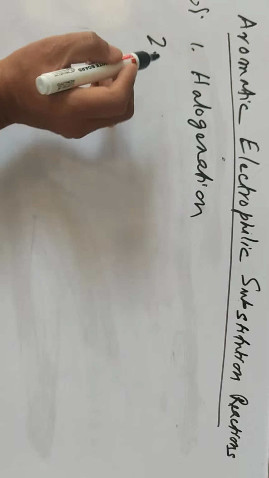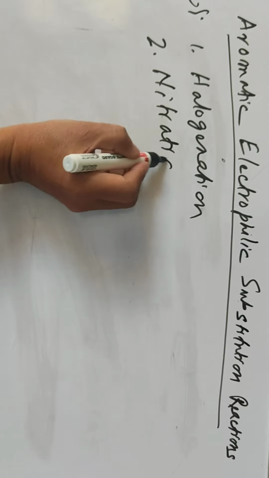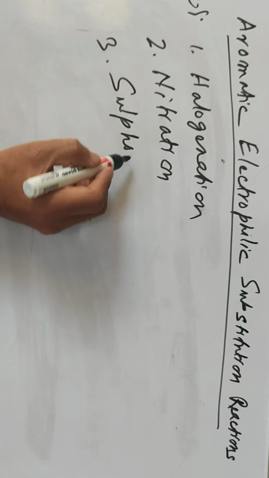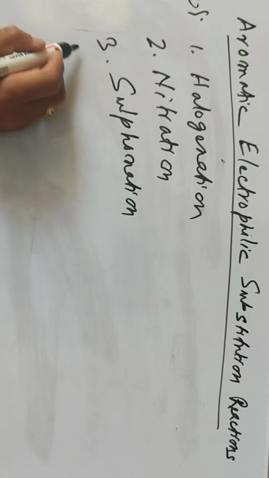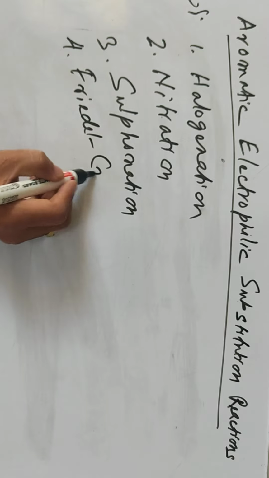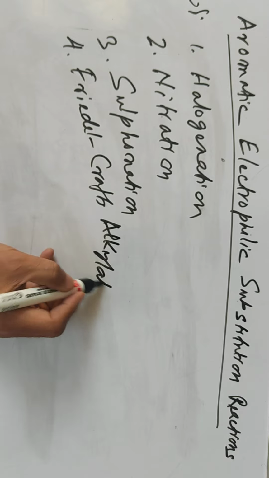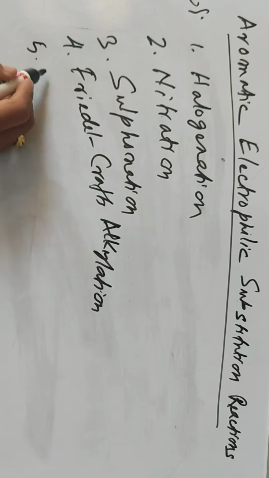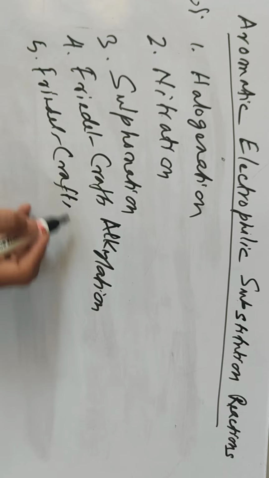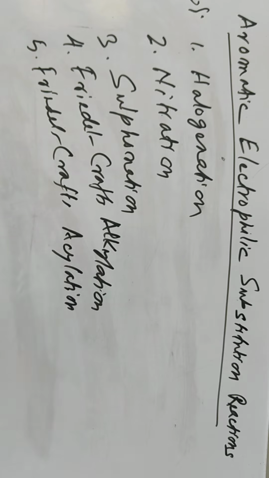Then the second one is nitration, and the third one is sulfonation. Then we can discuss these one by one. The fourth one is Friedel-Crafts alkylation, and the fifth one is Friedel-Crafts acylation. So these five reactions we'll discuss one by one.